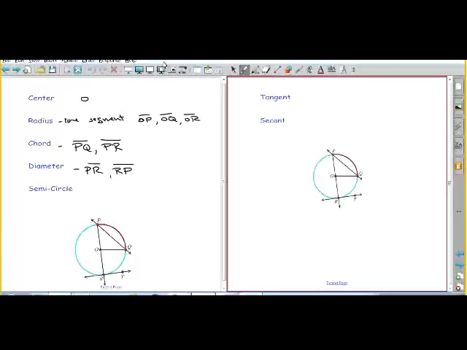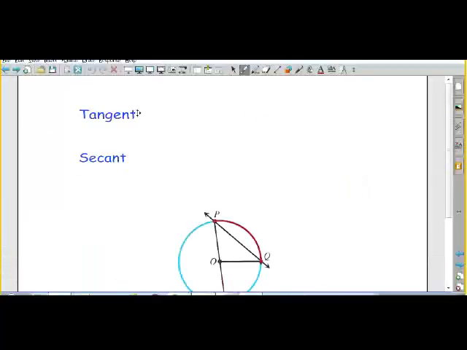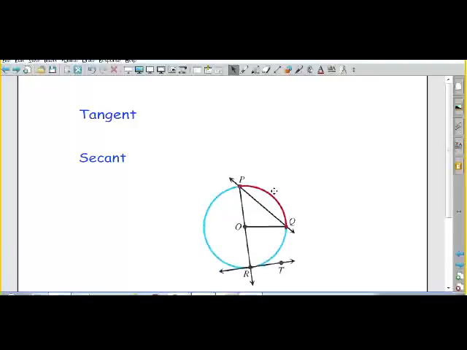We have 2 more things that we want to identify, which are the tangent and the secant. So if you've taken pre-calculus, you've heard of tangent, secant, but they're completely different than what they are relative to a particular circle. So this is the same circle.